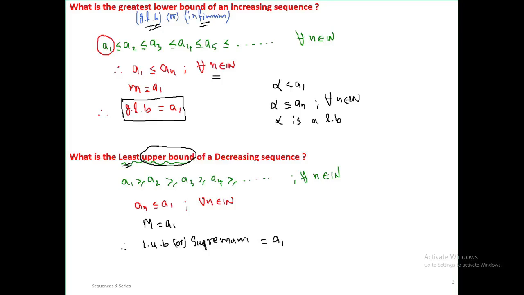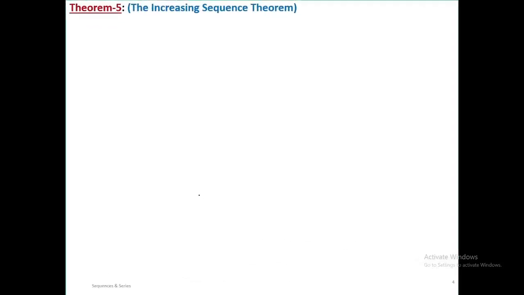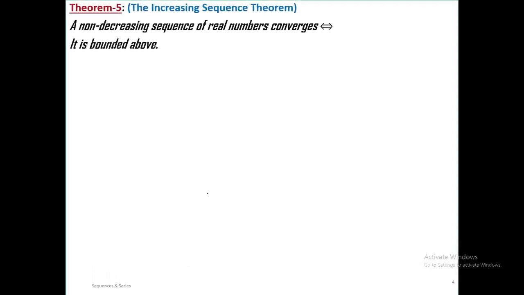So there are two observations, and based on this, let's have a theorem. Theorem number 5, the increasing sequence theorem. Remember, increasing or non-decreasing, both are the same. That's why I used this terminology here. Don't confuse with the terminology. Non-decreasing means increasing only. An increasing sequence of real numbers converges if and only if it is bounded above.